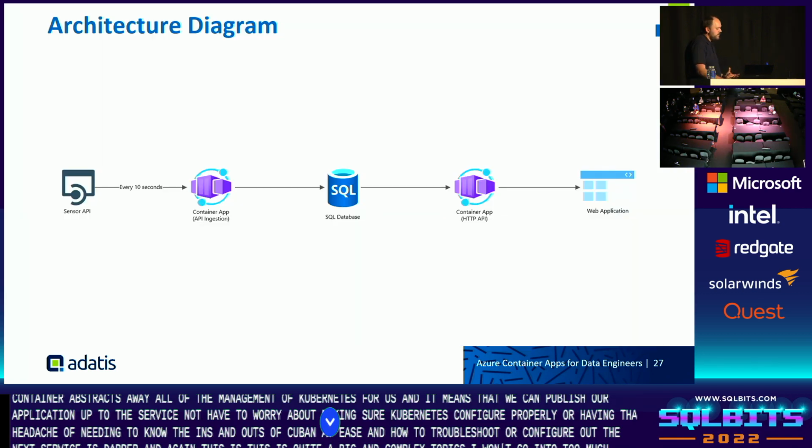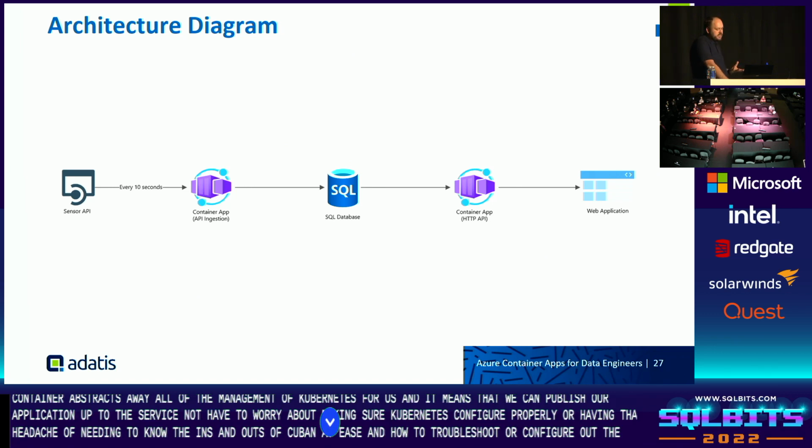Today we're going to demo a very simple application that will demonstrate some real-time data ingestion to land data into a SQL database, and then push that data in a summarized form off to a web application. We're going to be using a container app to ping an API every 10 seconds that will give us some data on temperature and humidity readings that are coming from various sensors. We're then going to land that data from the API into an Azure SQL database so that we can query it.